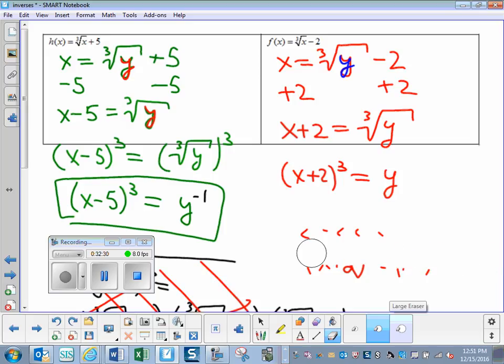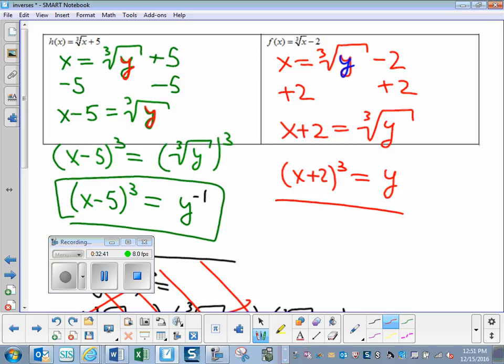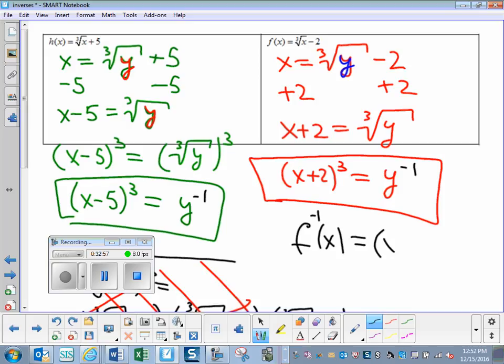We don't want to do FOIL, but just don't try to simplify it and do it incorrectly. If you want to simplify it, do it right. Don't distribute the 3, right? Oh, and by the way, the final answer should use the letter from the original equation. So not y, but f. f inverse of x equals x plus 2 to the power 3. So this is the answer. Use the original letters. That's the next thing. Questions? No? Good. Okay.